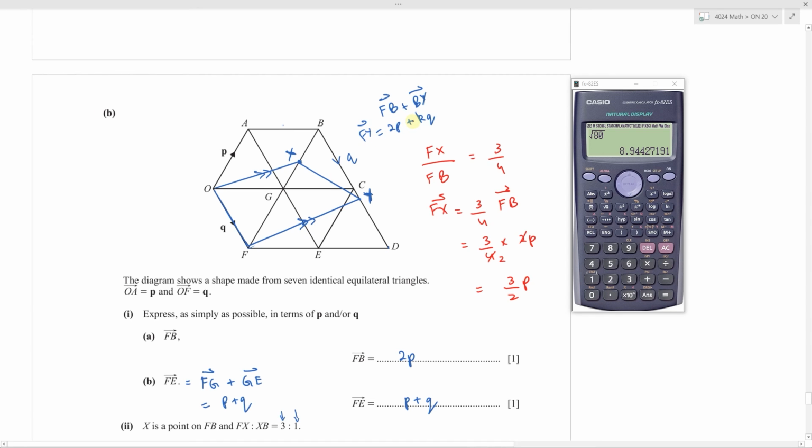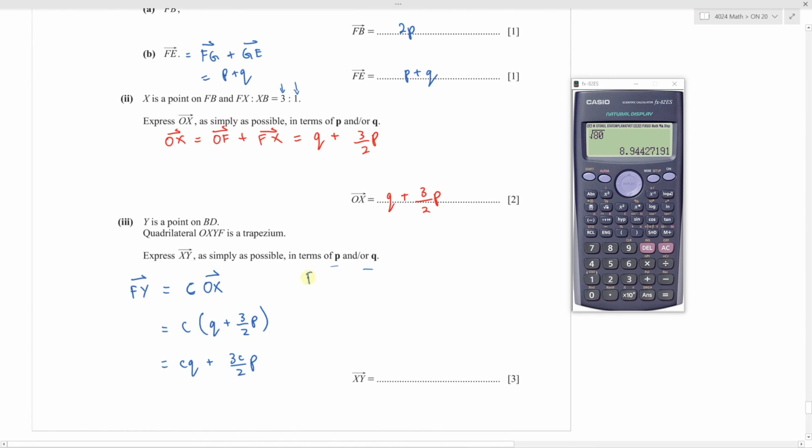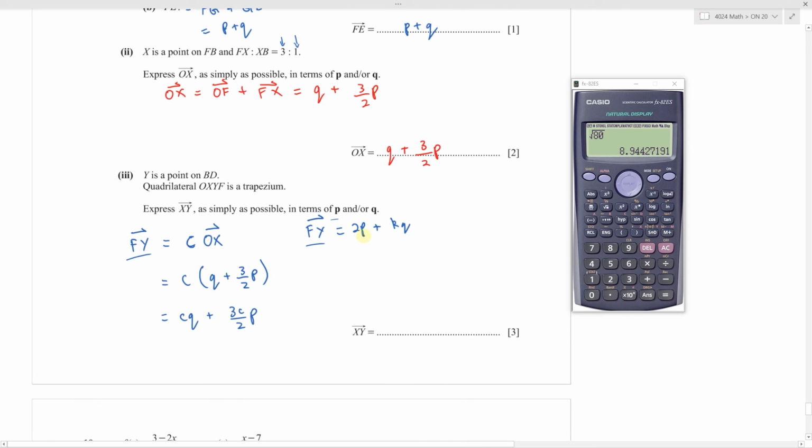So I can write FY as well as 2P plus K times Q. Now both of these are FY, so I can compare them directly to find the unknowns. If I look at the P value here, it is 2, and here the P value is 3C by 2. Since these are the same vectors, these values should be equal. So 2 equals 3C over 2, so 4 equals 3C, which gives you C equals 4 by 3.